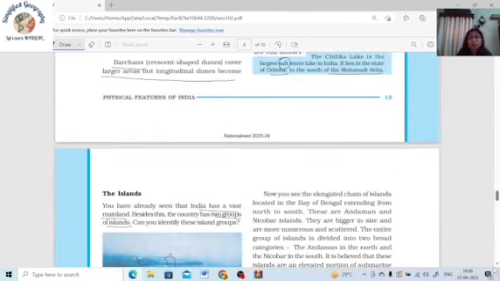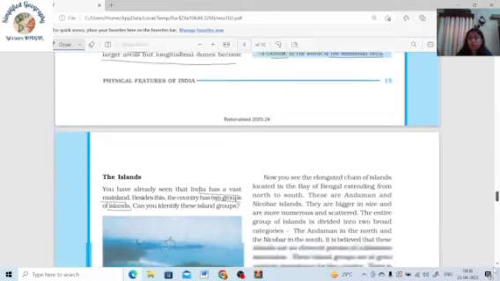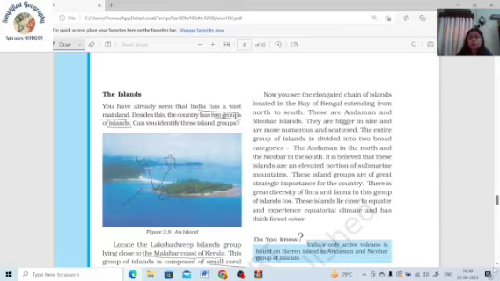Now let us come to the Bay of Bengal, extending from north to south. There are the Andaman and Nicobar Islands. They are bigger in size and more numerous and scattered. The entire group of islands is divided into two groups, Andaman in the north and Nicobar in the south. Andaman is open for tourism but Nicobar isn't; you need special permission to move to Nicobar Island.